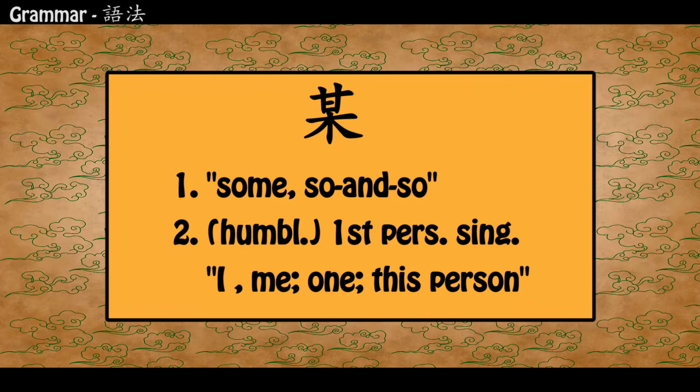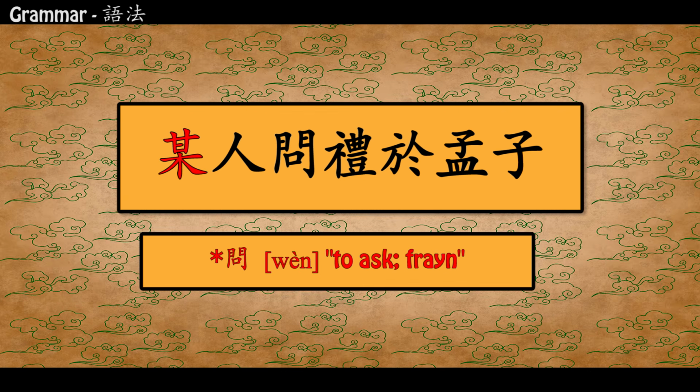Mo is a nifty little word that stands for anything or anyone unknown, an unknown unknown, and can be overset into English as so-and-so, such and such, what's-his-face, and anything in between. We often see it brooked when someone's name is unknown or unimportant to the context, to wit, 某人问礼于孟子. You will call to mind that 问 means to ask, so the sentence reads, someone asked Mengzi about the rituals.